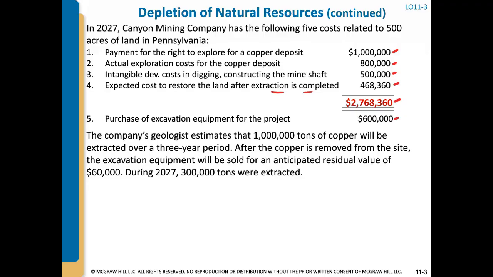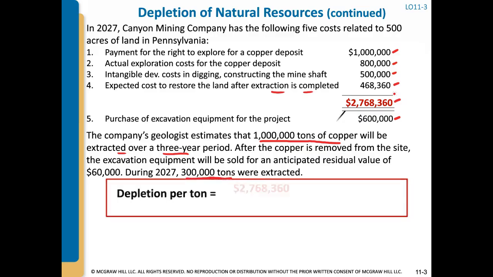Additionally, we also have this excavation equipment that we use in the project for $600,000. The company's geologist estimates that 1 million tons of copper will be extracted over a 3-year period. After the copper is removed from the site, the excavation equipment will be sold for an anticipated residual value of $60,000. During 2027, 300,000 tons were extracted.